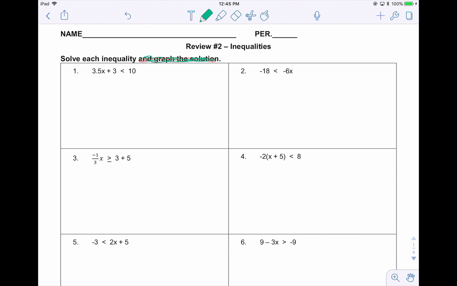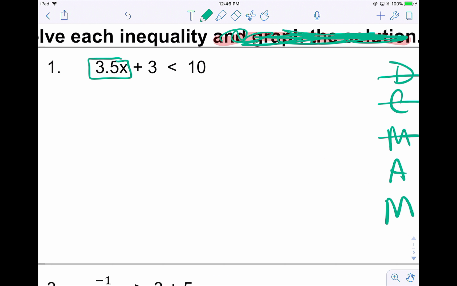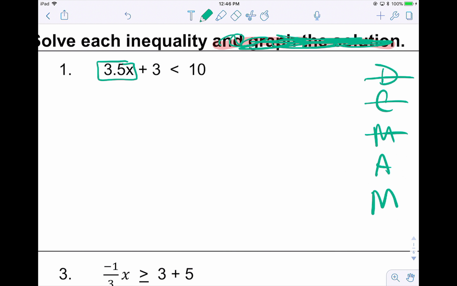So for problem 1, we use our "don't call me after midnight" anytime we're asked to solve. I don't have parentheses to distribute. I don't have like terms to combine. I box my variable and I only have one variable, so I don't have anything to move. So my first step is to move that 3 because I need to add or subtract. So that 3 will turn into a minus 3, and I will subtract 3 on both sides. 3.5x gets rewritten and brought down, and 10 minus 3 is 7. So I've done the adding or subtracting.